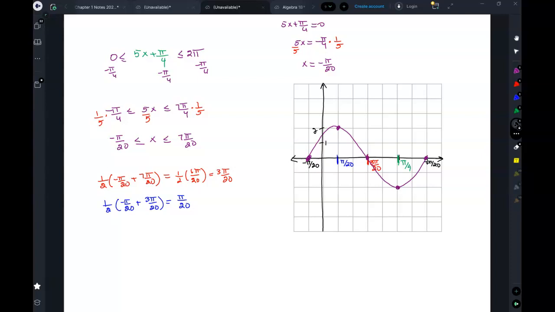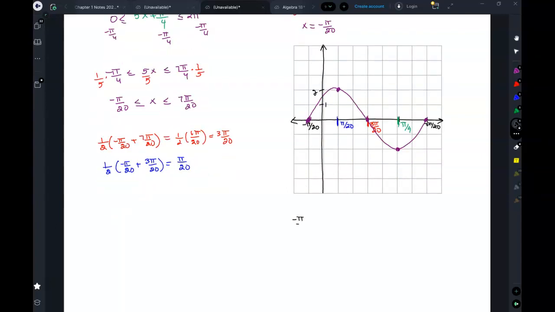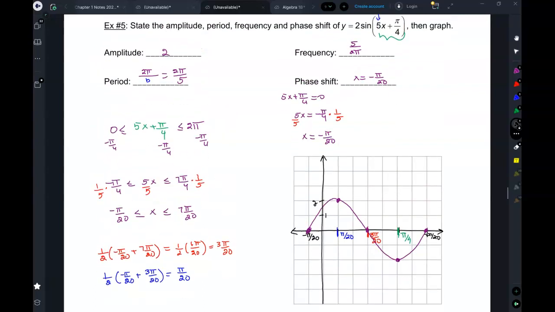We started at negative pi over 20. We went all the way to 7 pi over 20. How much distance is there from negative pi over 20 to 7 pi over 20? The way we find that is you subtract, right? You do 7 pi over 20 minus negative pi over 20. That's 8 pi over 20, which is how much?